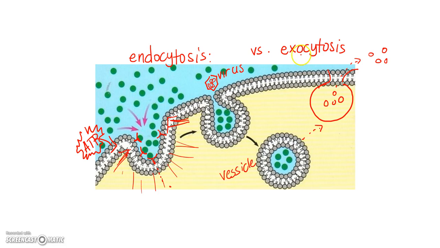Those are the main three types of active transport: protein pumps, endocytosis, and exocytosis. That's what you'll need to know for Monday's quiz.